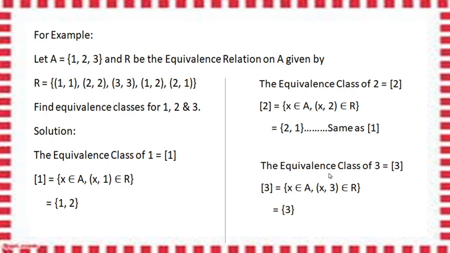Now if we talk about the equivalence class of 3, that's how we write it, is equal to x, all those x which belong to set A and this ordered pair should be in our relation. So this second element is fixed. This is 3. Now we have to look for the other element which is related to 3. So it is 3 only. So in the equivalence class of 3 we will have 3.